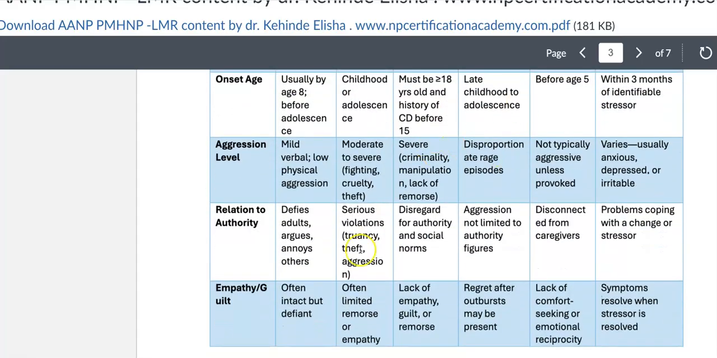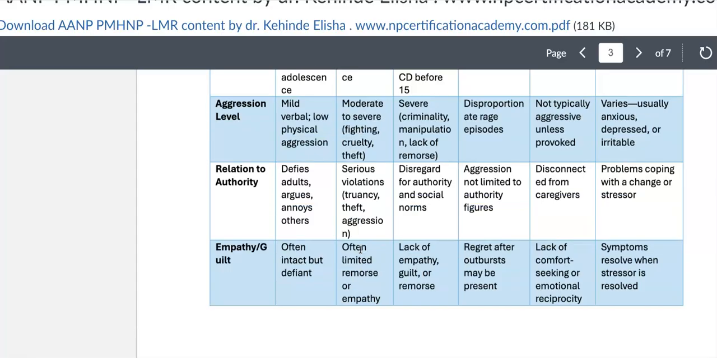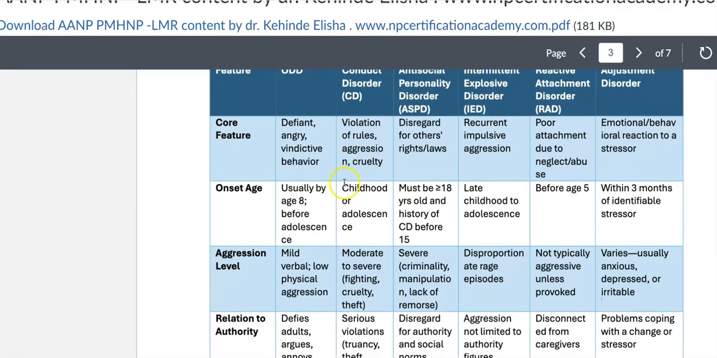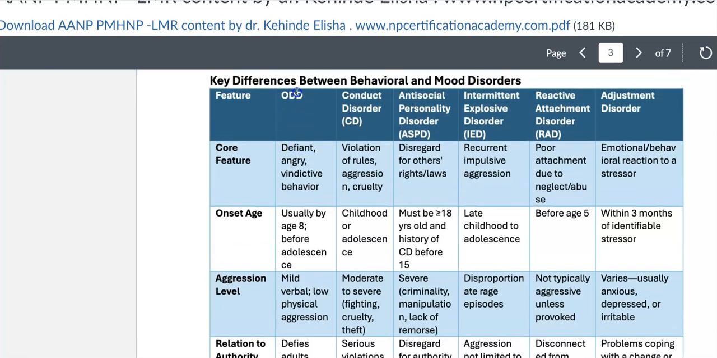What do we need to look at? We need to look at what exactly do we typically see? What are the things? Core features. ODD, they are defiant. Oppositional defiant. They can be vindictive.